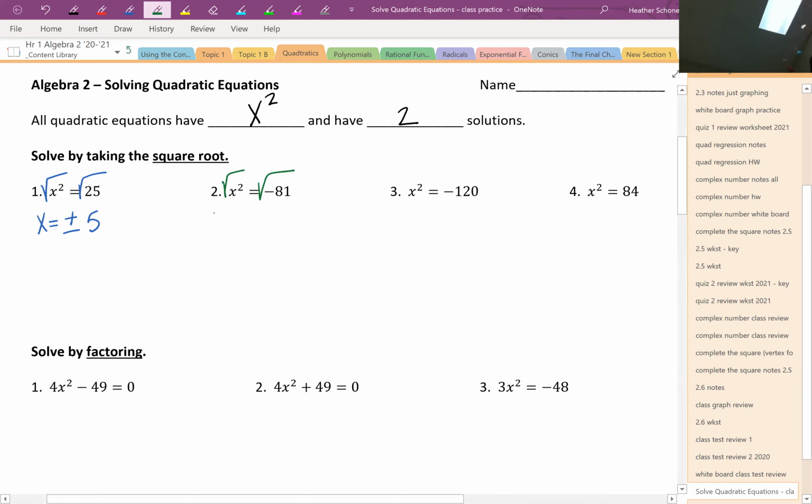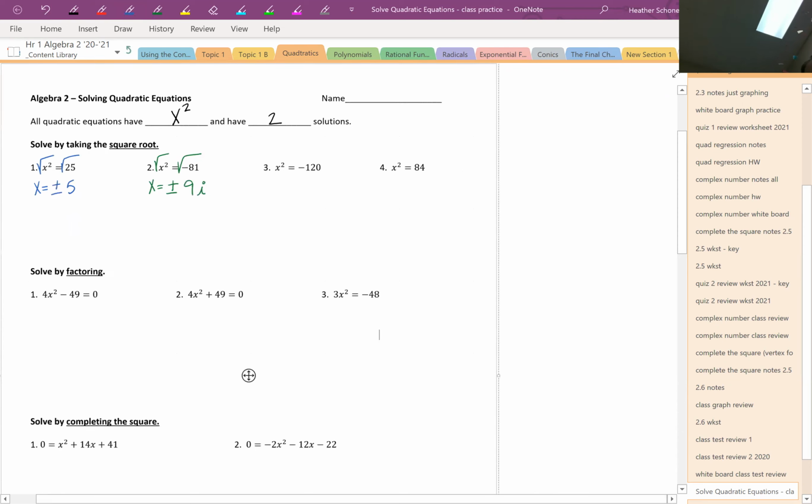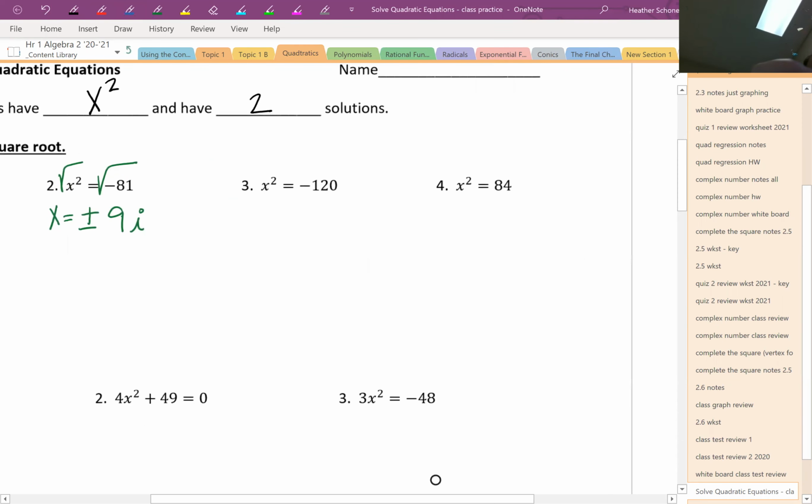Here, I'm going to take the square root of both sides, and I'm going to get plus or minus 9. But because this is a negative, the square root of a negative number is i. So I have to add an i in my answer. Okay, let's see what happens on number 3.